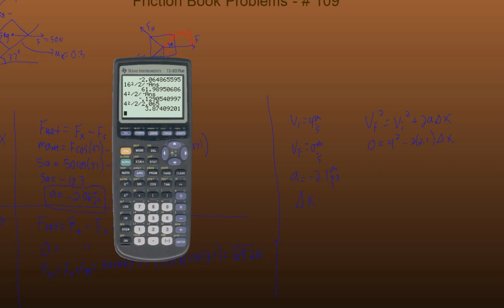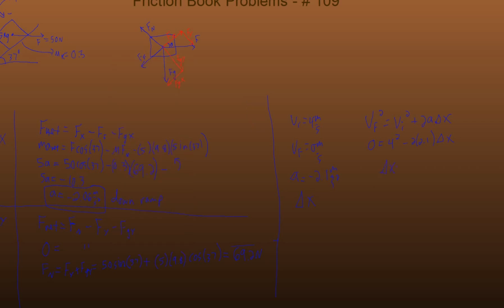3.9 meters. So delta x equals 3.9 meters. So it's going to go up that far before it stops. And part D is asking, when it reaches its highest point, does it remain at rest or slide back down the plane? Let's see if I can do this in the remaining 2.5 minutes.